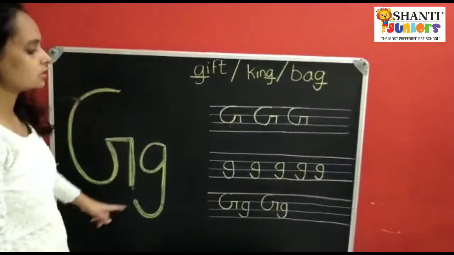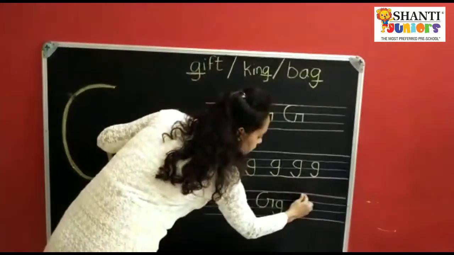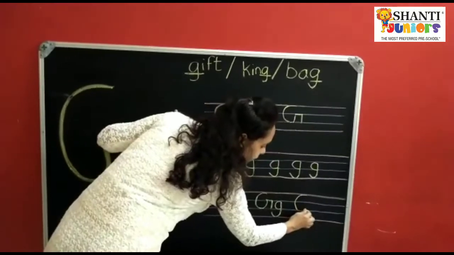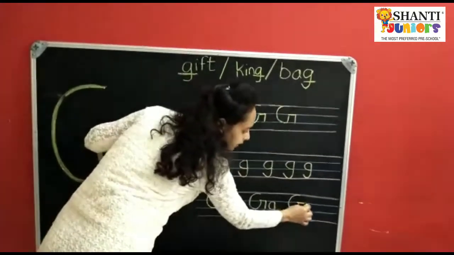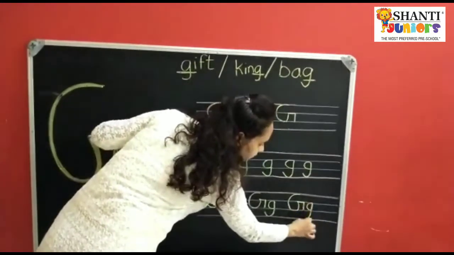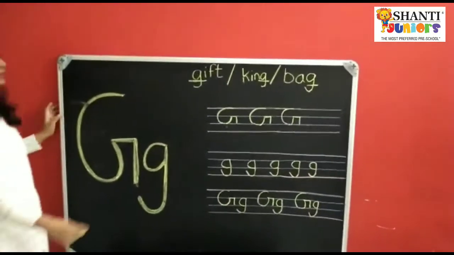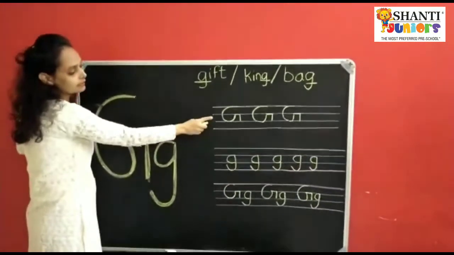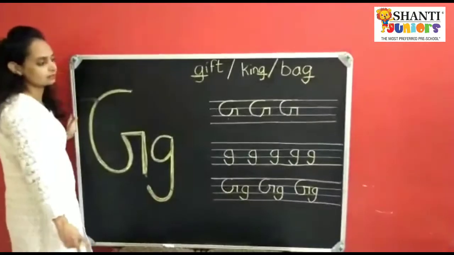Okay? So children, okay, one more time I am going to show you. Curve. Up you have to do a sleeping line. Can you see? And standing line, curve and one more curve. Okay children, so this is letter G. This is uppercase G, lowercase g, and this is both together that I have written.